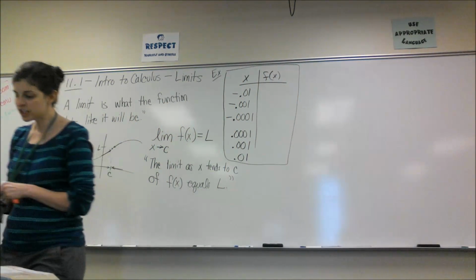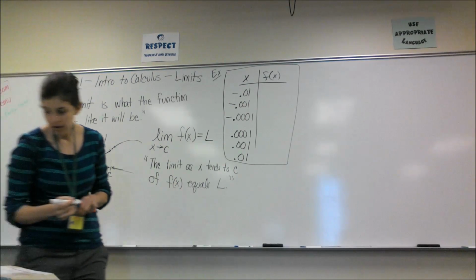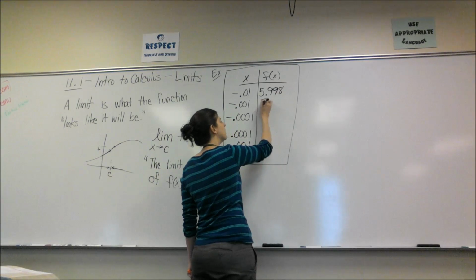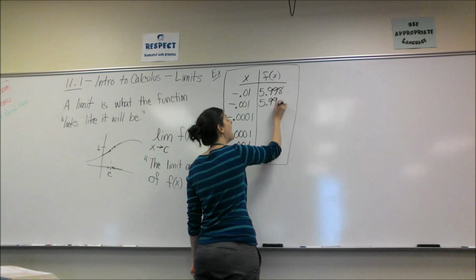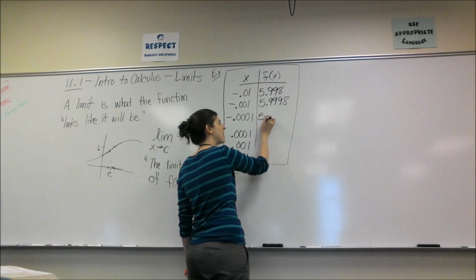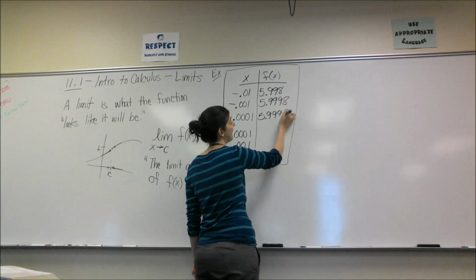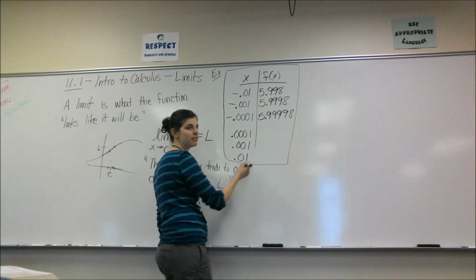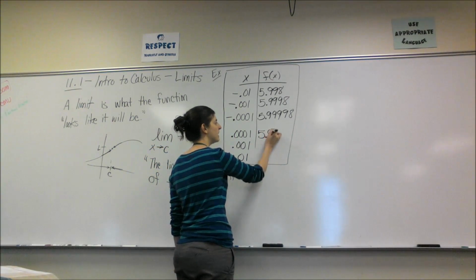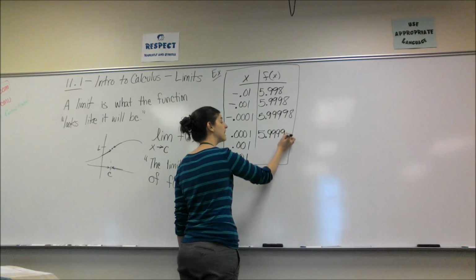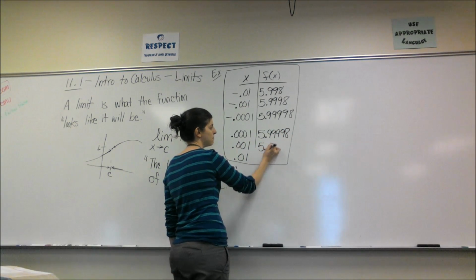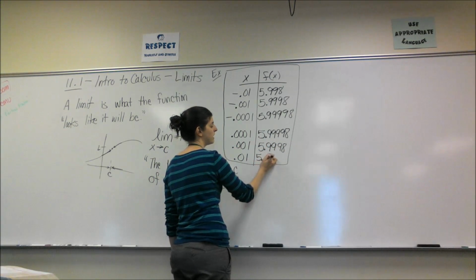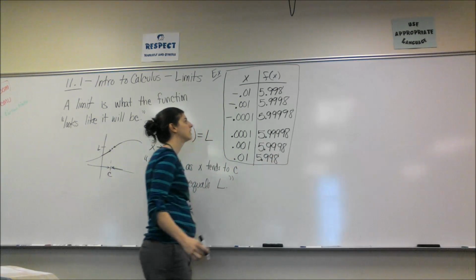Let's say that my function values that go with those are 5.998, 5.99998, 5.99998. You get the idea of what's happening? 5.99998 again, 5.9998, and 5.998. Okay?